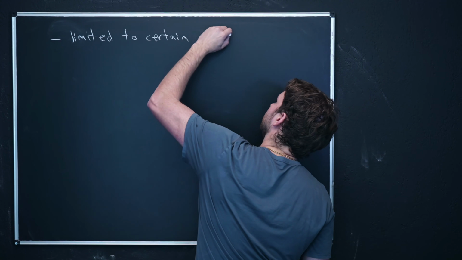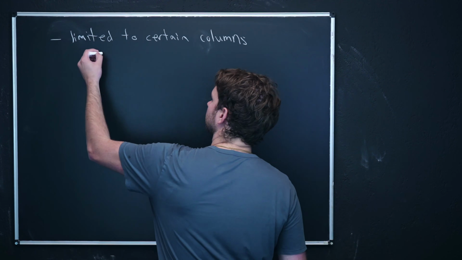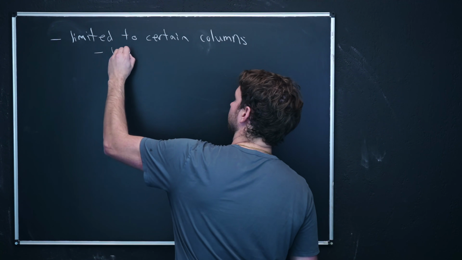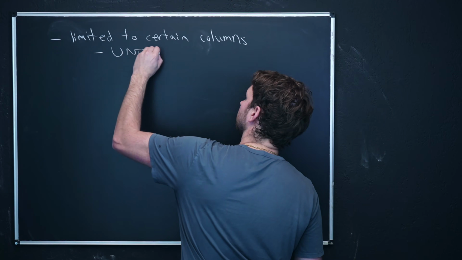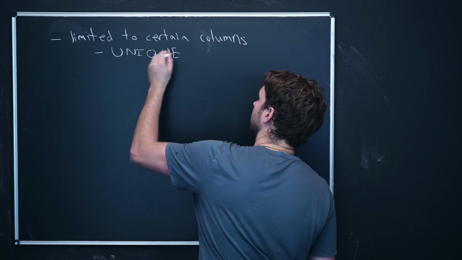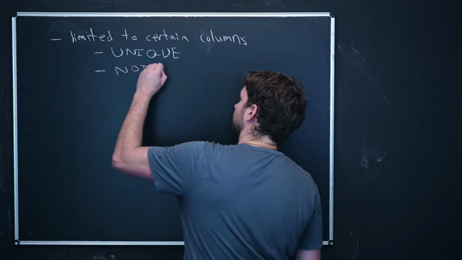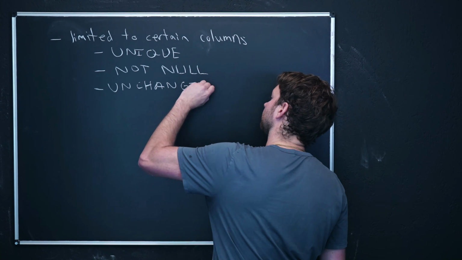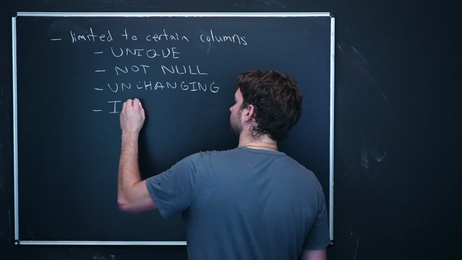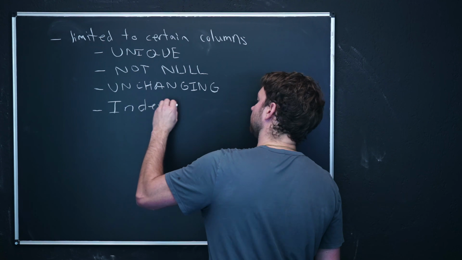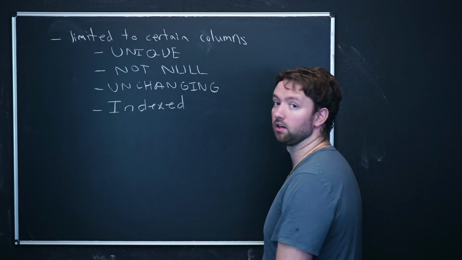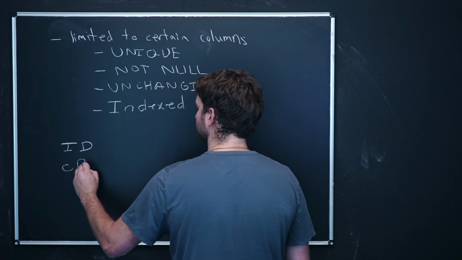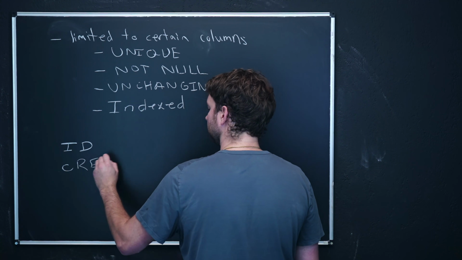So it's going to be limited to certain columns. Basically, you can think of many of the same attributes of a good primary key. It's going to be unique. Since we need to be able to uniquely identify it, it will have to be not null, unchanging, and we will want it to be indexed to get the most performance here. So two good examples would be an ID or a creation timestamp.